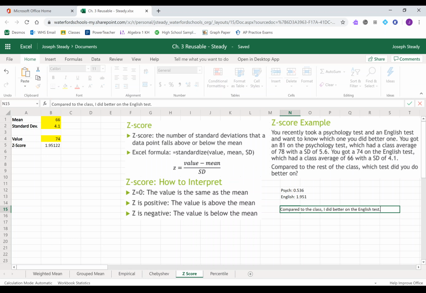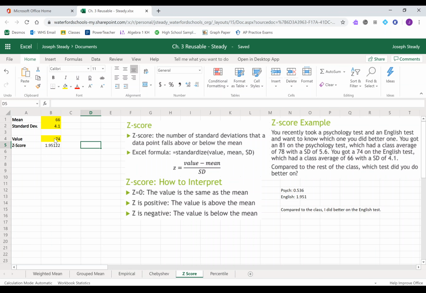Even though my actual score, a 74, was lower on the English test compared to the psych test where I got an 81, compared to the rest of the class, I did a lot better, right? 2 standard deviations above average compared to only half a standard deviation above average.